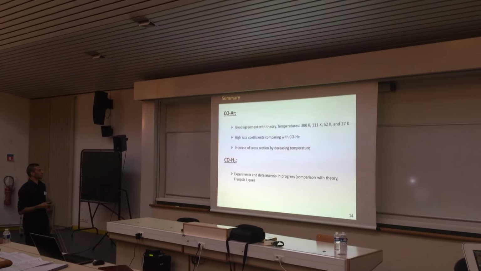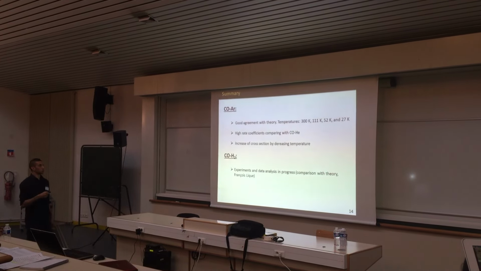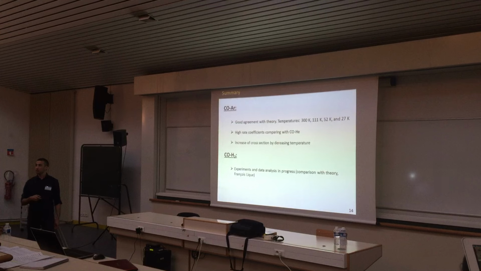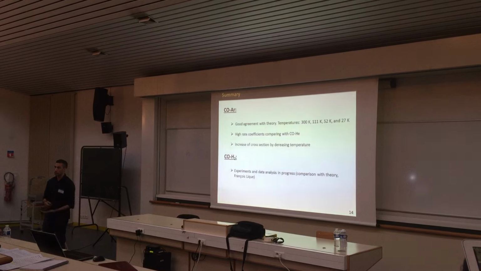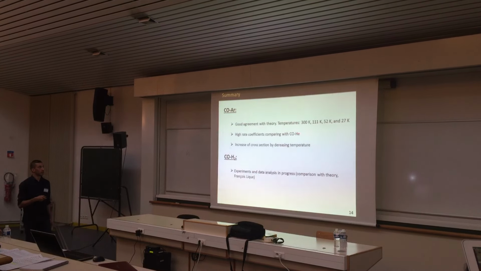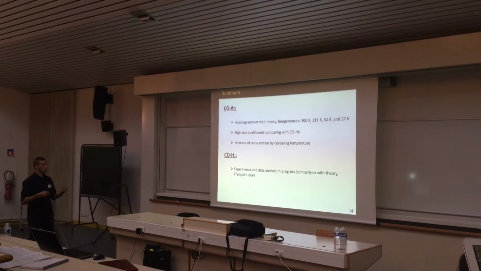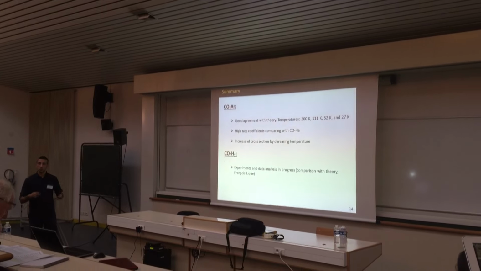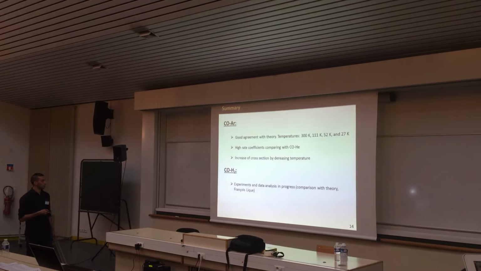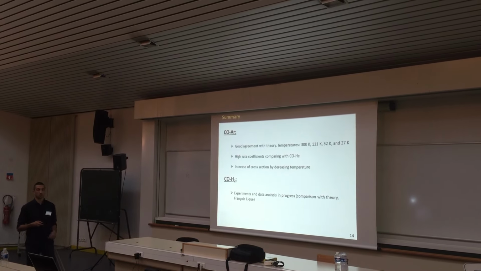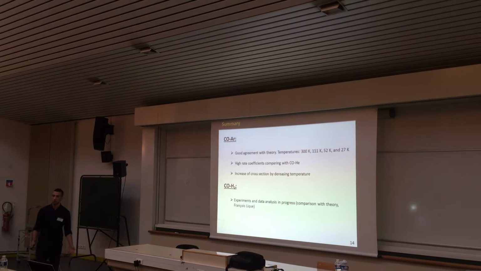In summary, for the CO-argon system, we noticed good agreement with theory for a set of temperatures between room temperature and 27 Kelvin. We also noticed high rate coefficients and cross-sections compared with smaller gases like helium. We also noticed an increase of cross-section with decreasing temperature, which is due mainly to the depth of the van der Waals well. For the CO-H2 system, experiments and data analysis are in progress, and the comparison with theory will be as soon as I said.